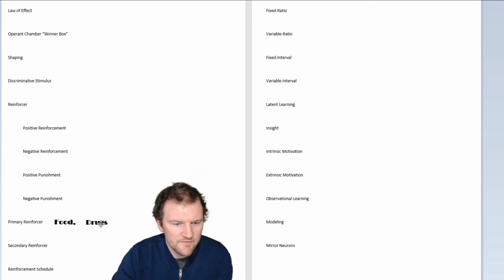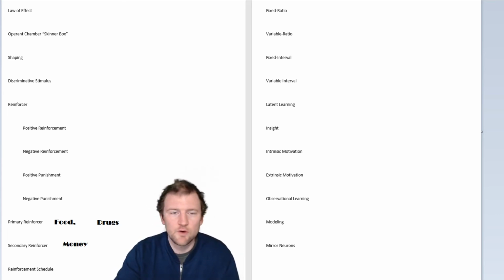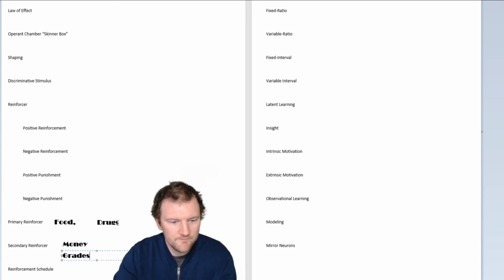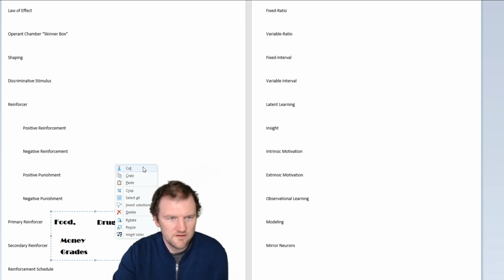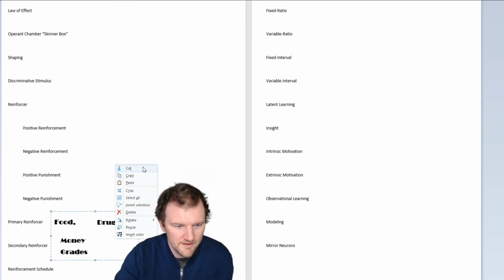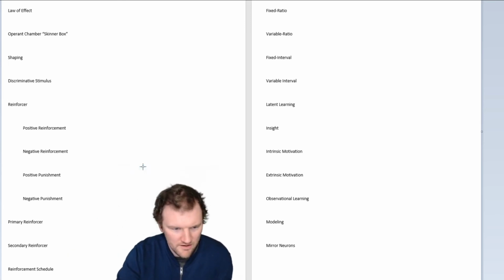They don't represent something, they just are that thing. Secondary reinforcer would be like money. Money means nothing. It represents your ability to acquire things. Grades in school would also be secondary reinforcers. They don't mean anything. They just represent things. They represent that you did well in school, or that it's more likely you'll go into college or something like that. Primary reinforcers are inherently rewarding. Secondary are not. They represent things that are rewarding.